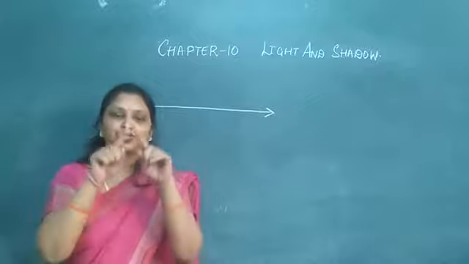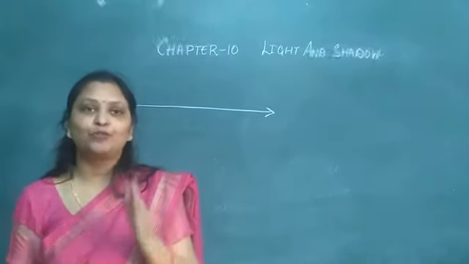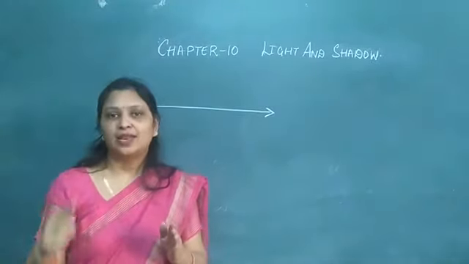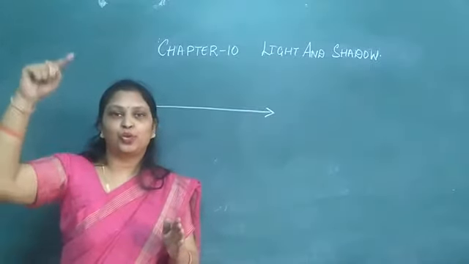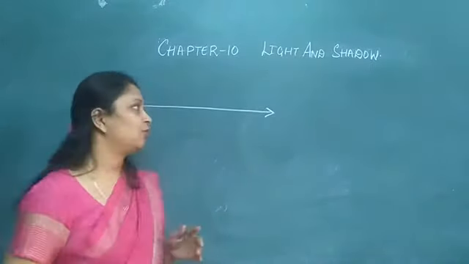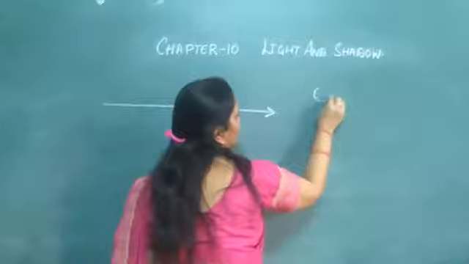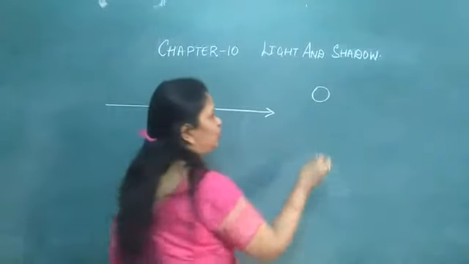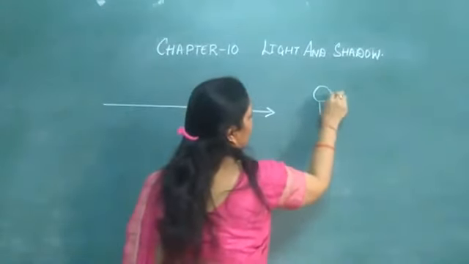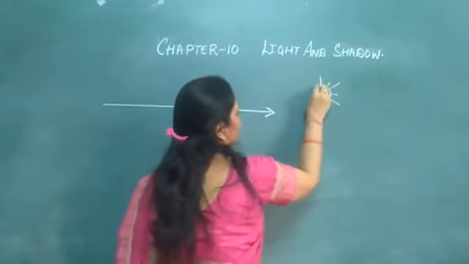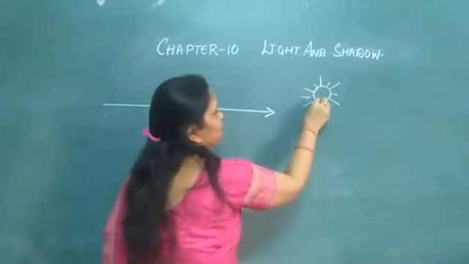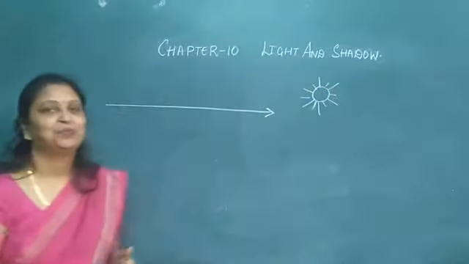That is why when we draw a sun, we always draw the lines in a straight way. When you are in class 1 and 2, you always draw the sun like this. Why are we making these lines straight? Because light travels in a straight line.